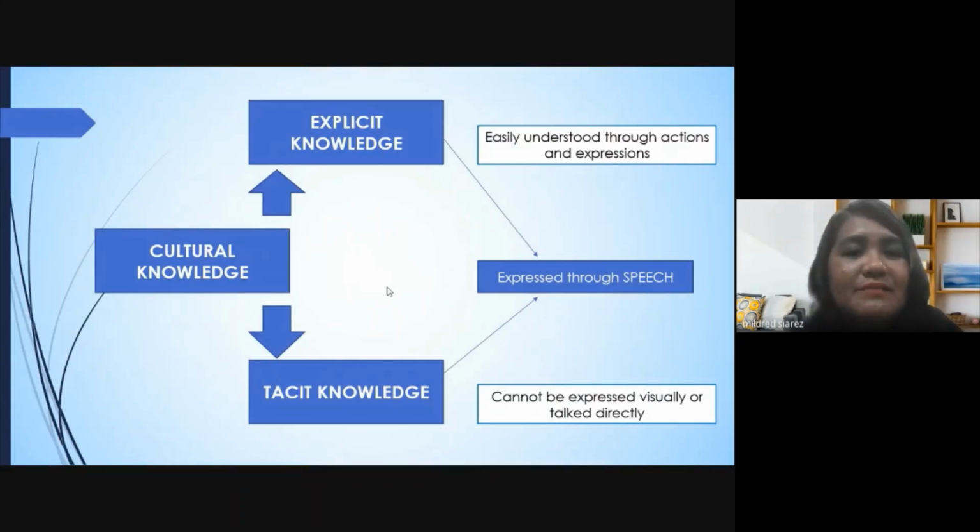Now, in studying cultural knowledge, we have the explicit knowledge, those which are easily seen by the actions and words, and the tacit knowledge, those which cannot be seen. So you really need to talk to them so that you can get the tacit knowledge. And this can be expressed through their words, through their language. That's the reason why language is one of the very important components in studying ethnography.